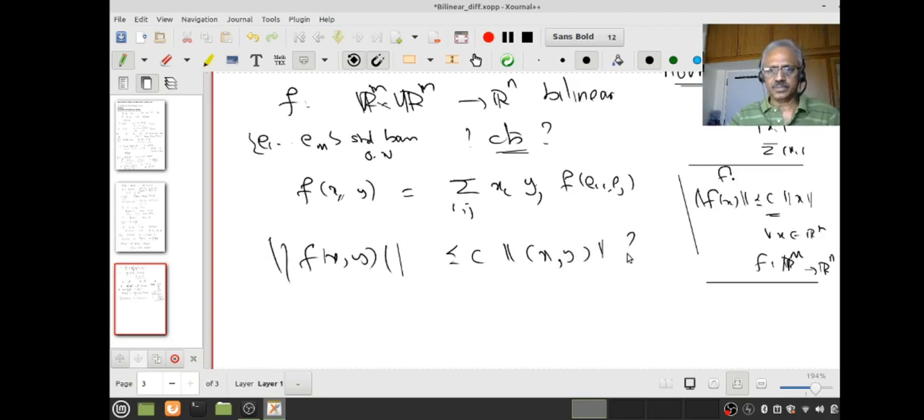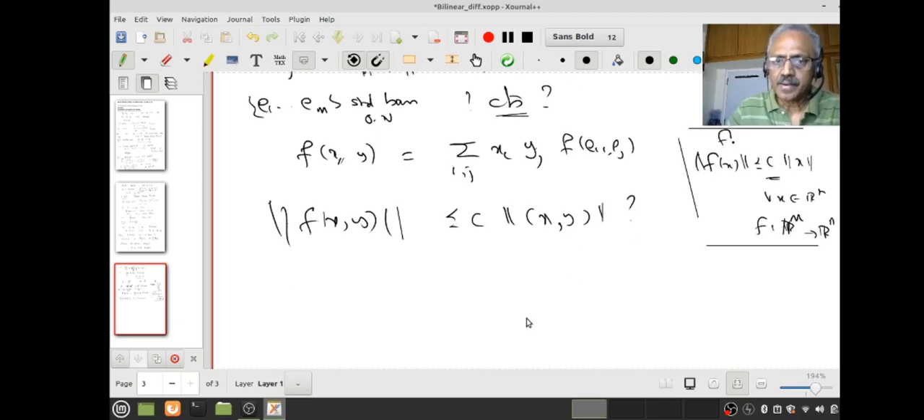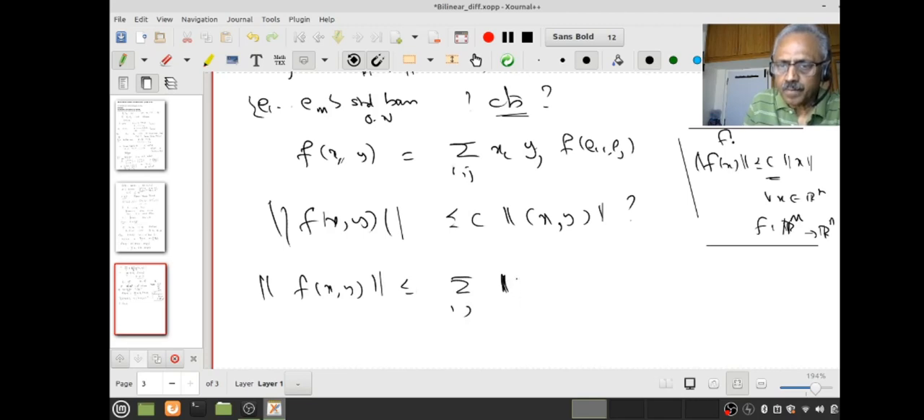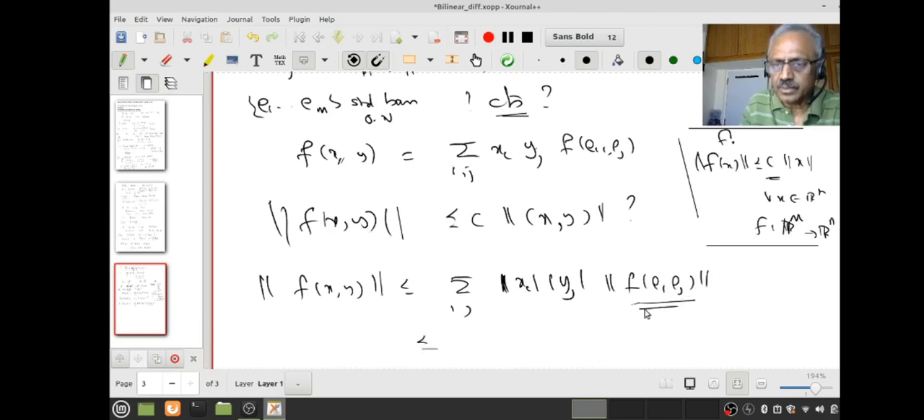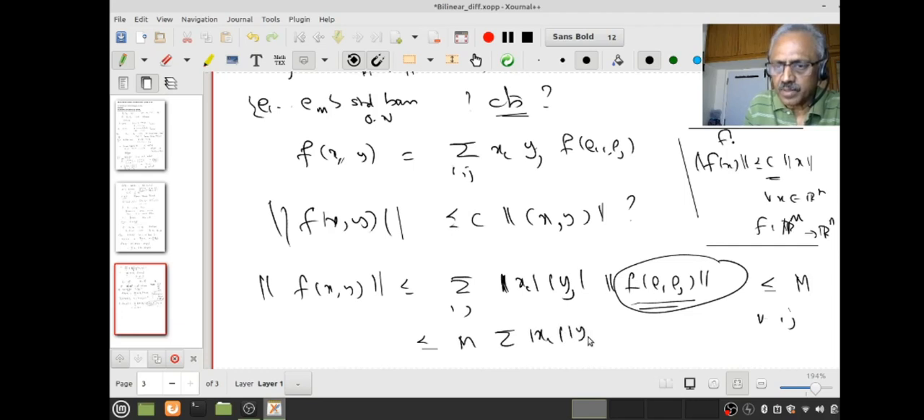That's a question. I do not know whether it is true or not, but we are going to do that. Yeah, but that's very easy. Let's look at this. Therefore I have an obvious estimate for this: the sum of mod xi mod yj times the norm of f of (ei, ej). Yeah, how many such elements are there? N squared elements. They are finitely many, therefore I have an obvious constant. Yeah, so these are bounded by some constant, right? So let us assume this is less than or equal to some M for all i, j. Therefore this is less than or equal to M times the summation of mod xi into mod yj.